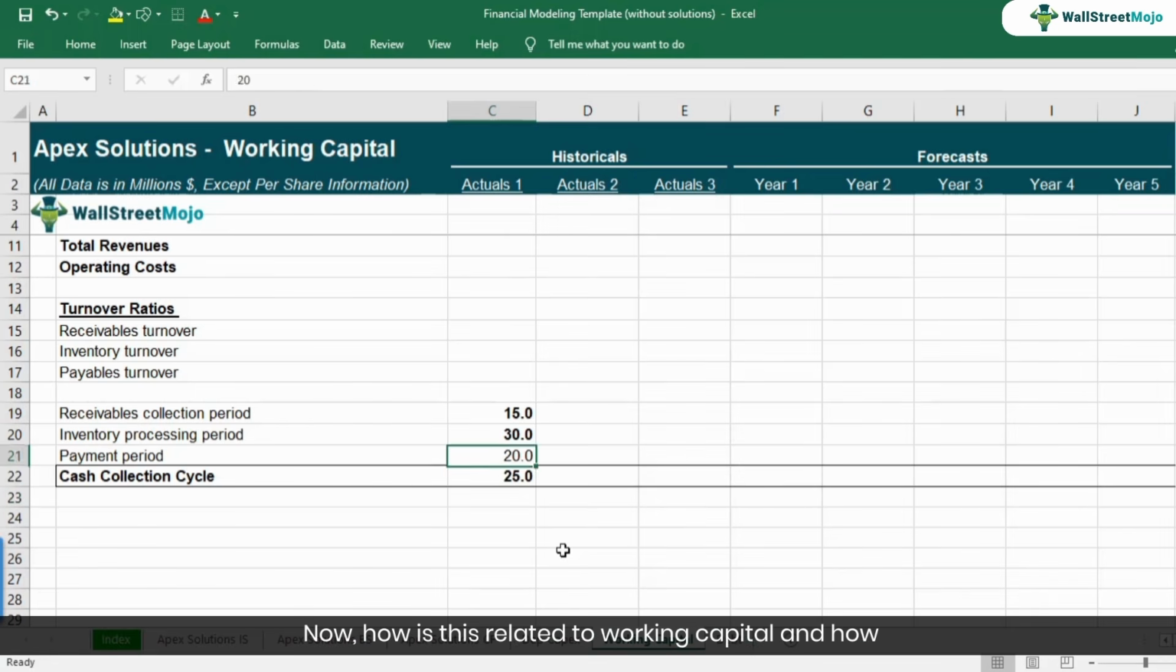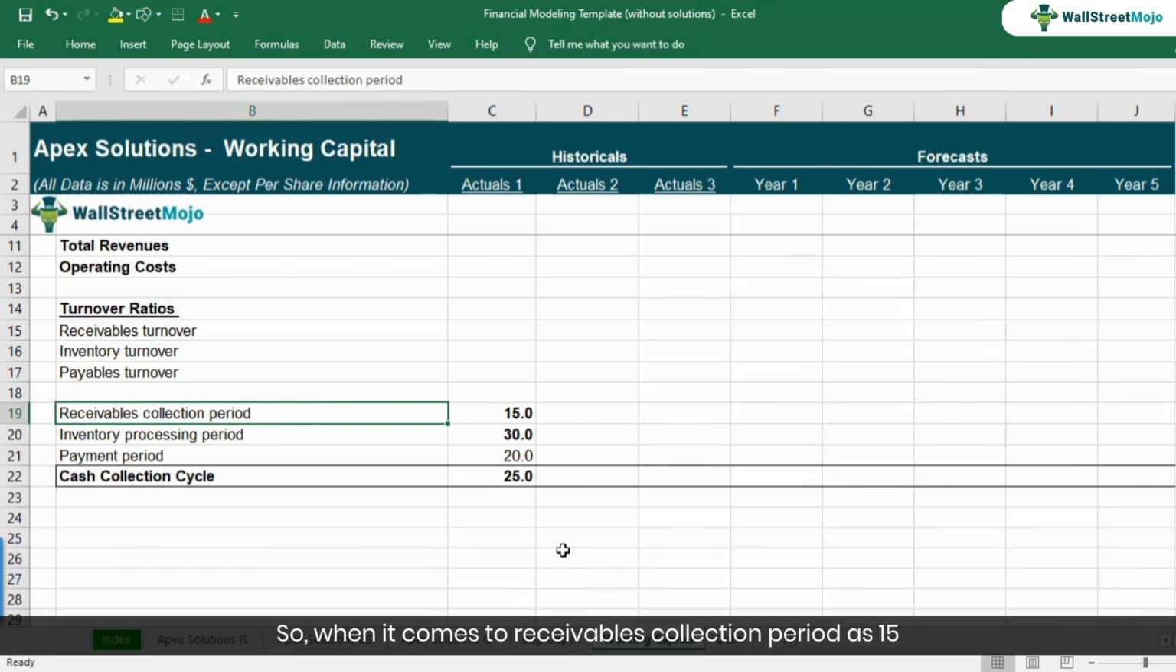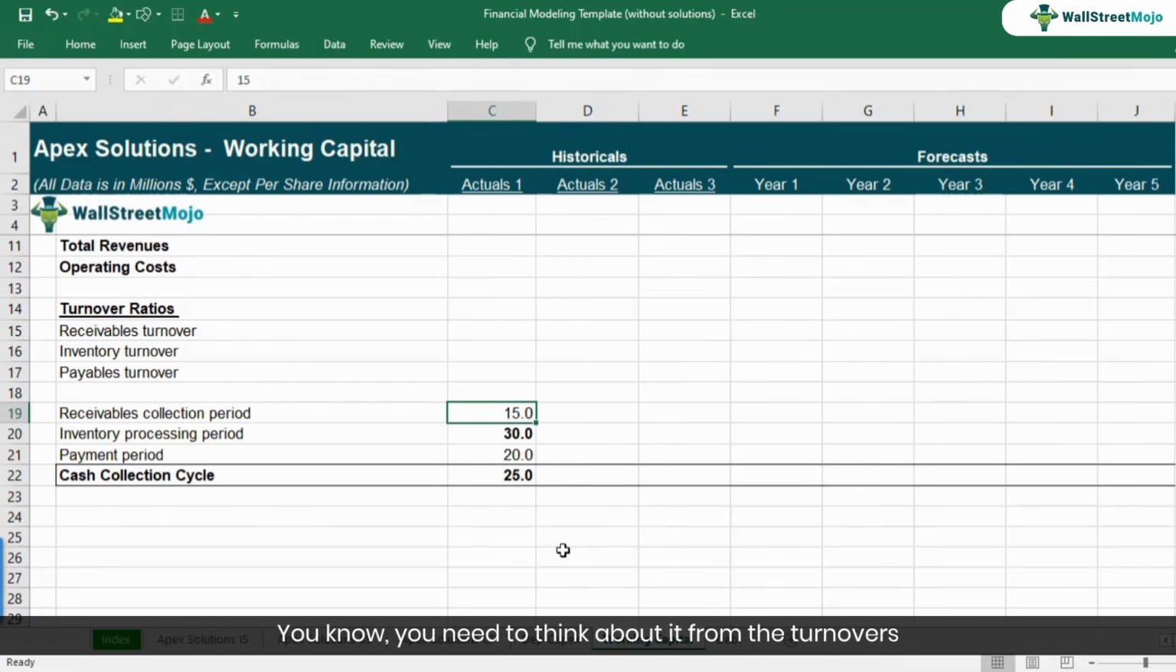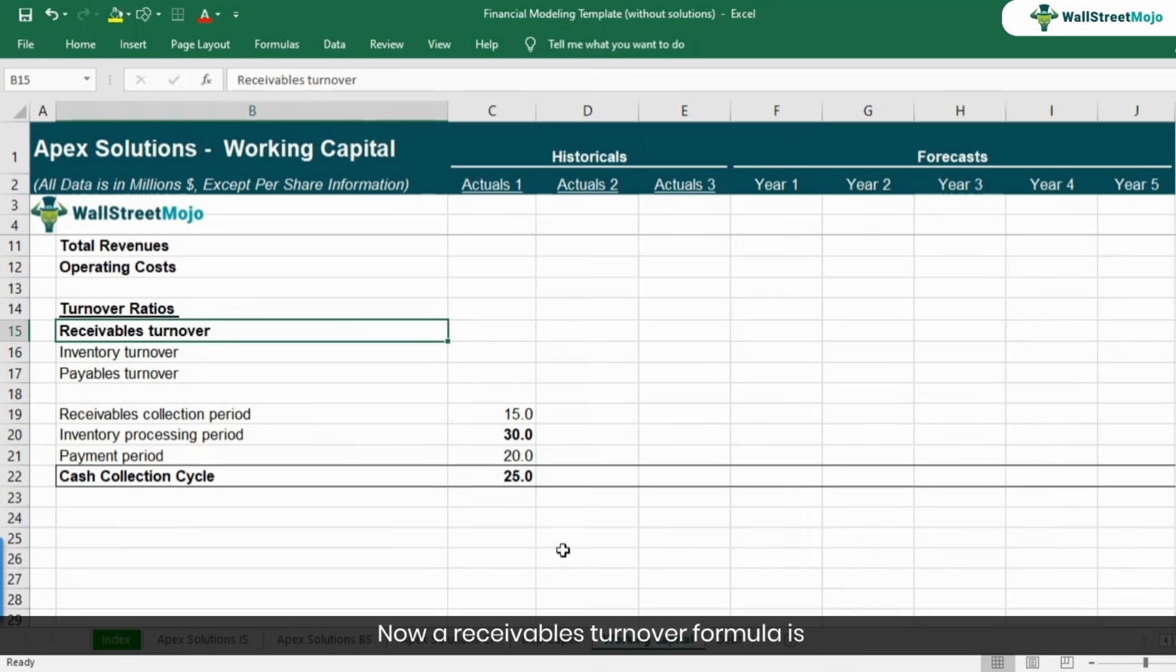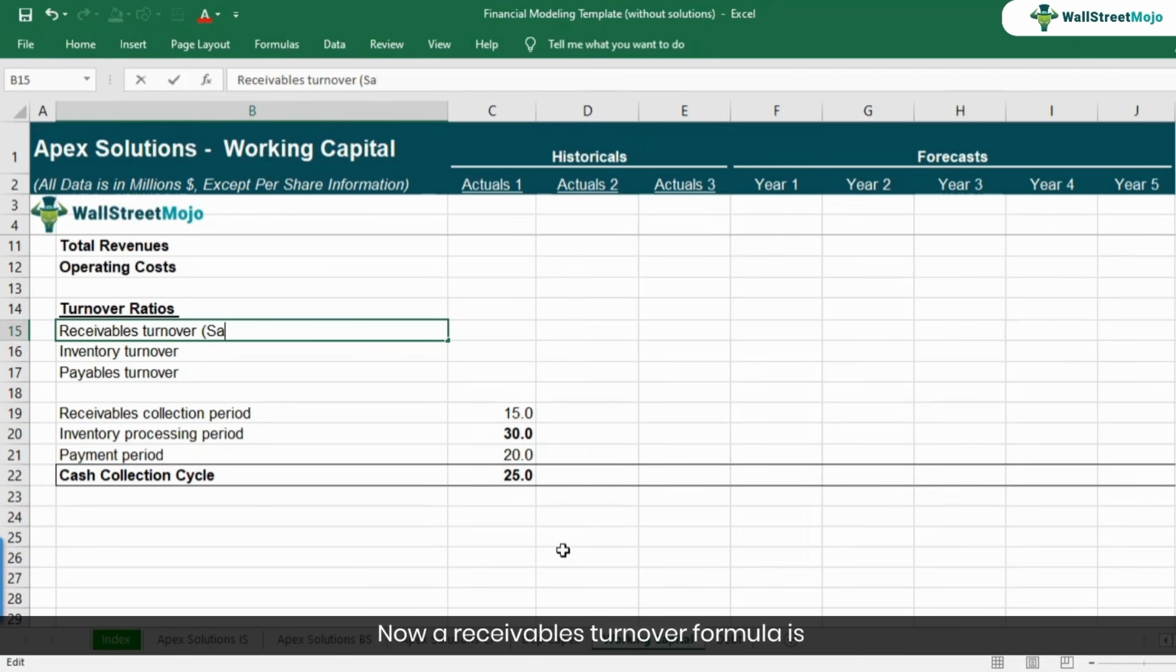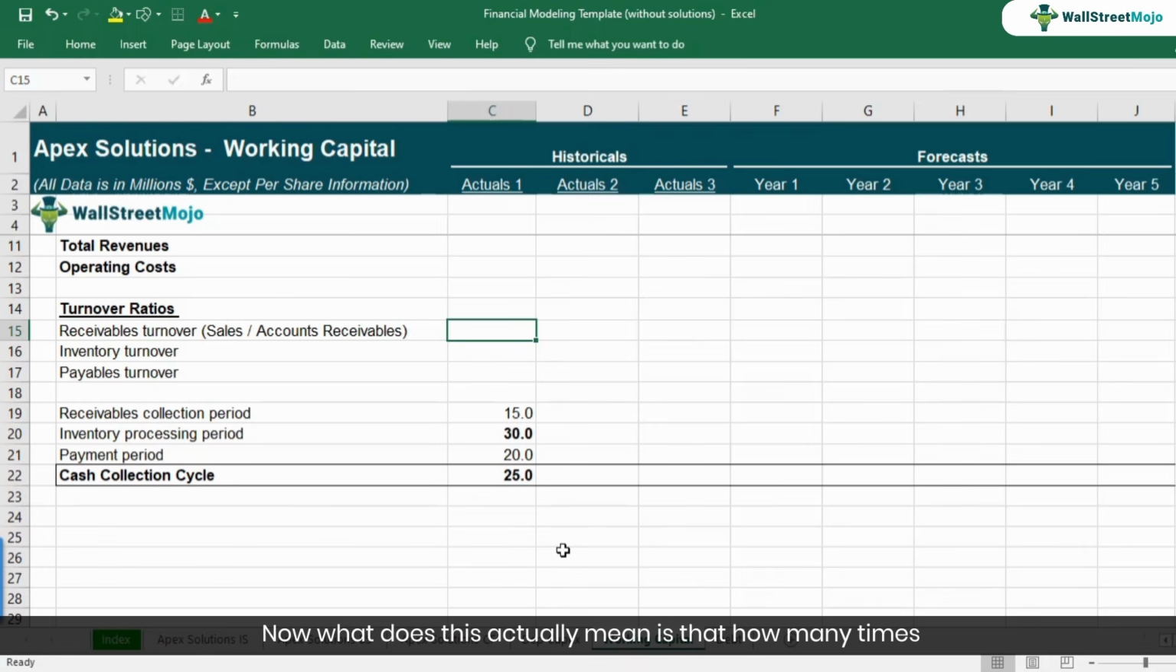Now how is this related to working capital, and how can you go about projecting working capital items like receivables, inventory, and payables using this? It's very simple actually. When it comes to a receivables collection period of 15, you need to think about it from the turnover's point of view. See here I have written receivables turnover. The receivables turnover formula is sales divided by accounts receivables. What this means is how many times during the year you are converting your receivables into cash. Let's say you're taking 15 days to do that.